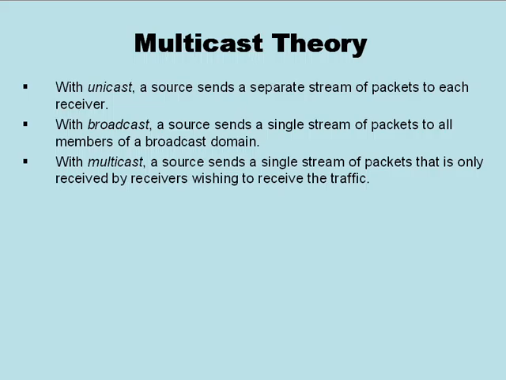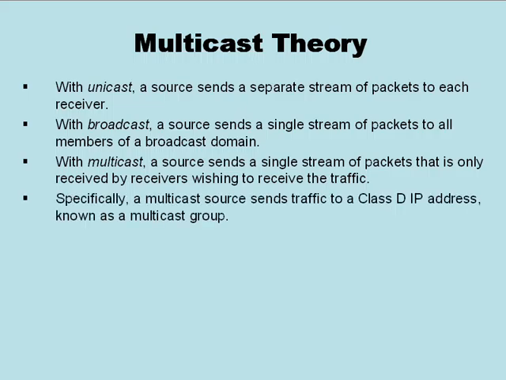A multicast source, the video server in our case, is going to send its single stream of packets out to a Class D IP address. This Class D IP address is known as a multicast group. You might remember in your early studies of IP addressing that a Class D address would have a number in the range of 224 through 239 in the first octet of the IP address.